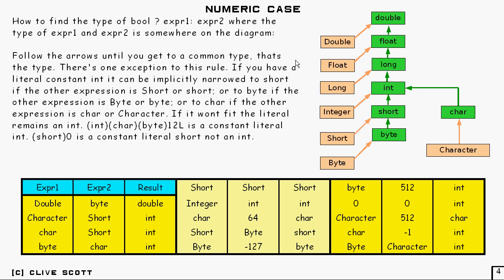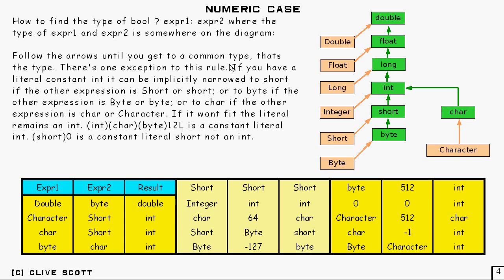And the question is, what's the type of the result of this expression? And it's very simple. All you have to do is follow the arrows. And the first common type you come to, that's the type of the result. That's pretty simple. So we've got something like short and char. You just follow the arrows each case, and the first common one you come to is int, and that's the type of the result. So it's pretty simple.